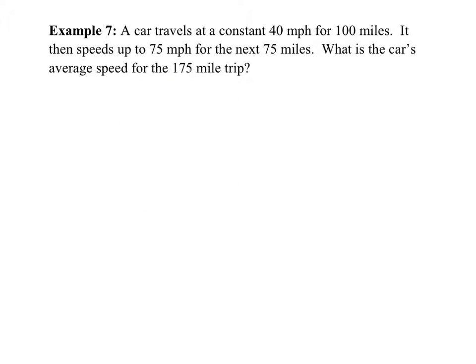All right, let's take a look at example 7. A car travels at a constant 40 miles per hour for 100 miles. It then speeds up to 75 miles per hour for the next 75 miles. So different distances and different velocities. We're all okay with this so far? Different distances, different velocities. What is the car's average speed for the 175 mile trip?